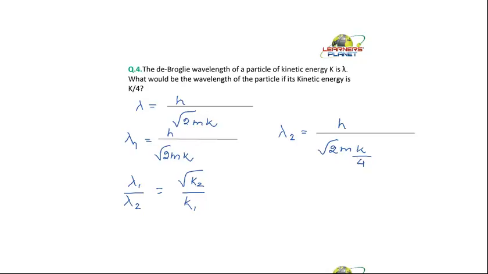Can we do it like this? Mass remains constant because the particle is the same. See here, these are the same particles. So lambda 1 square upon lambda 2 square is equal to, what are the kinetic energies? That is k by 4 divided by k, right?